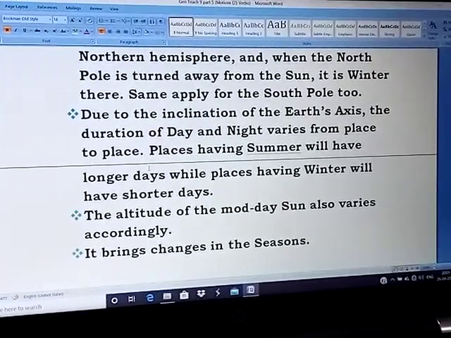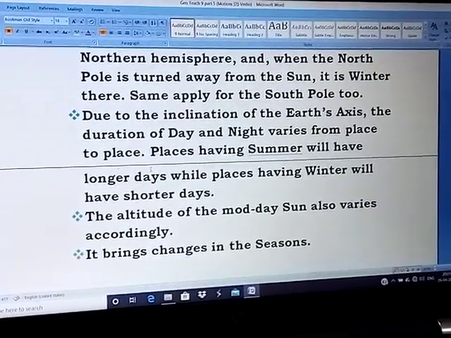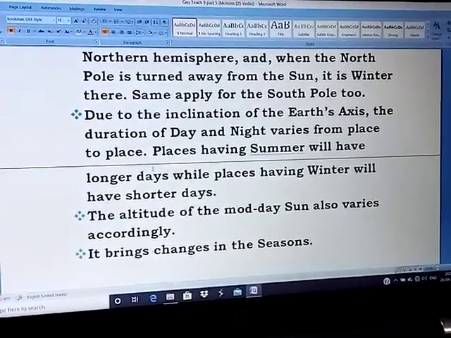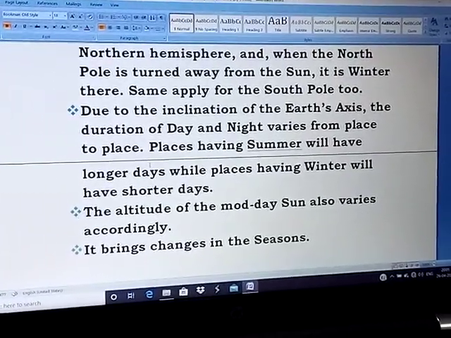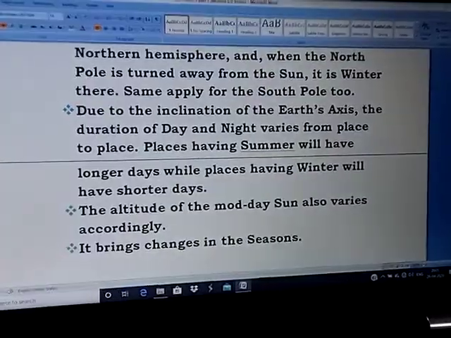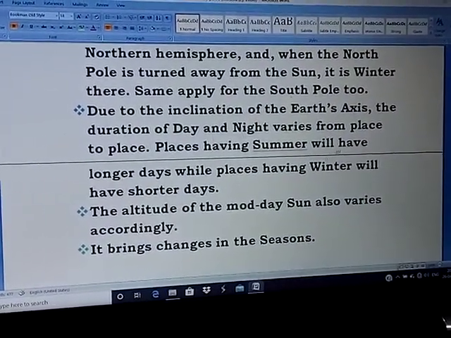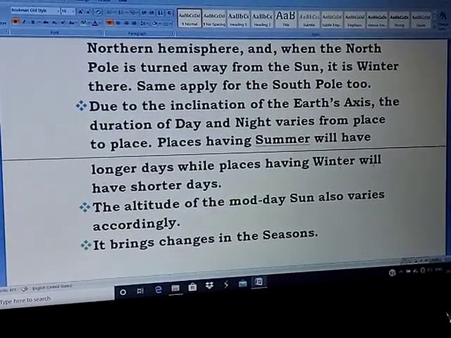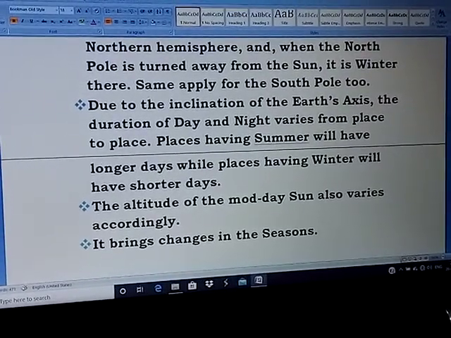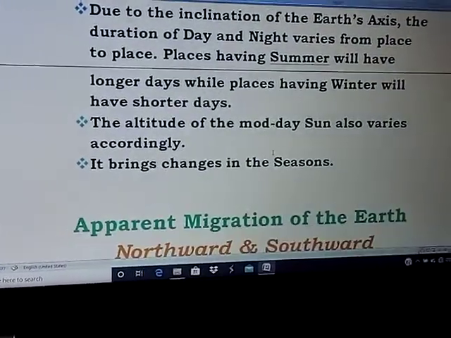place to place. You must be aware that the duration of the day and night is not the same everywhere throughout the world. It all happens because of the inclination of the Earth's axis. Places having summer will have longer days, while places having winter will have shorter days. This is all because of the inclination of the earth.